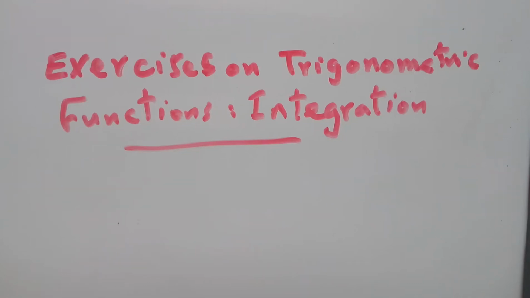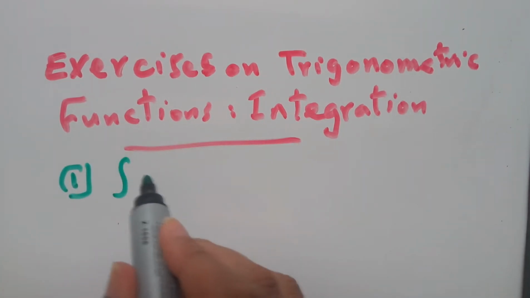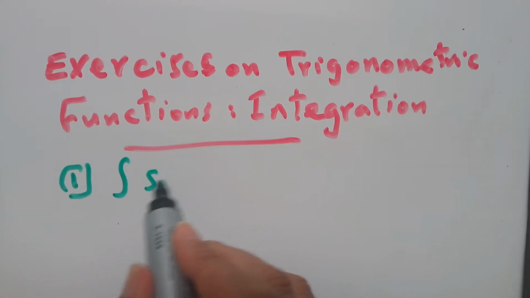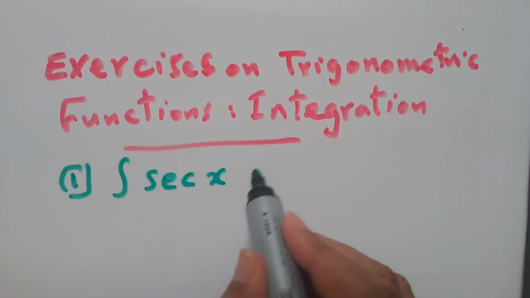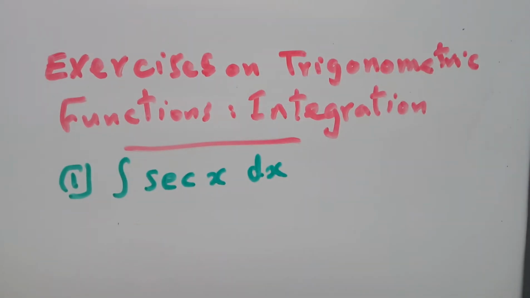Hello everybody. Now I would like to solve a mini exercise on trigonometric functions integration. Number 1. Integrate secant x with respect to x. How to integrate this function?